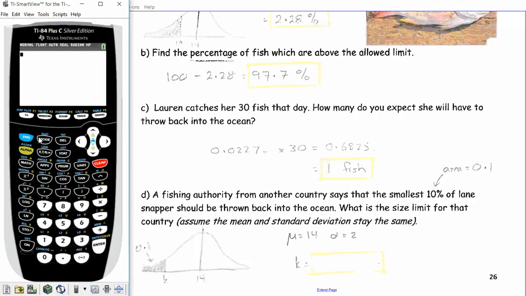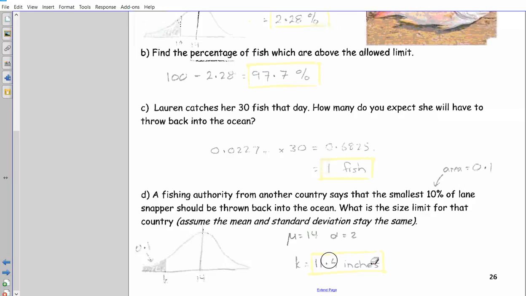So let's go clear, second VARS, 3, inverse norm. We're told that the area is 0.1. We're told that the mean is 14 and standard deviation is 2. Paste. Let's see, so our upper limit is 11.4 inches for this particular country, whereas the limit for Bermuda, according to this question, was 10 inches. For this country, 11.4 inches is the upper limit. And so on. And that's the end of the lesson.